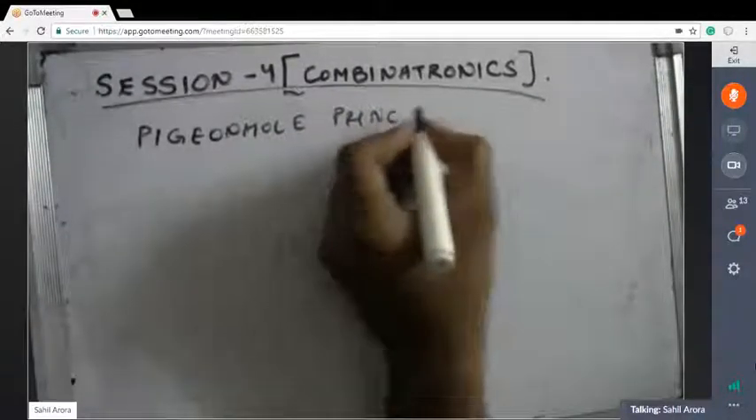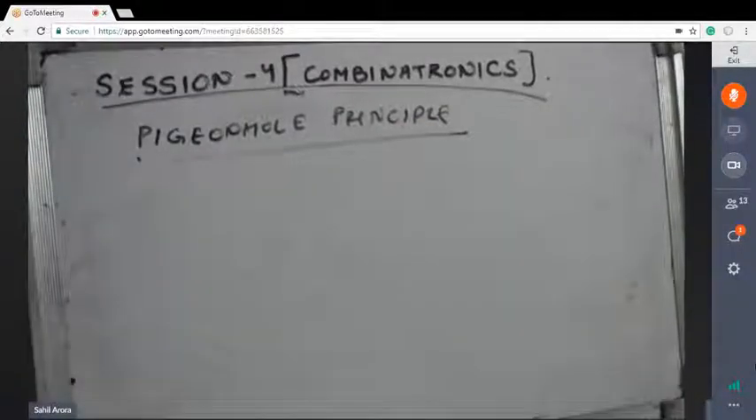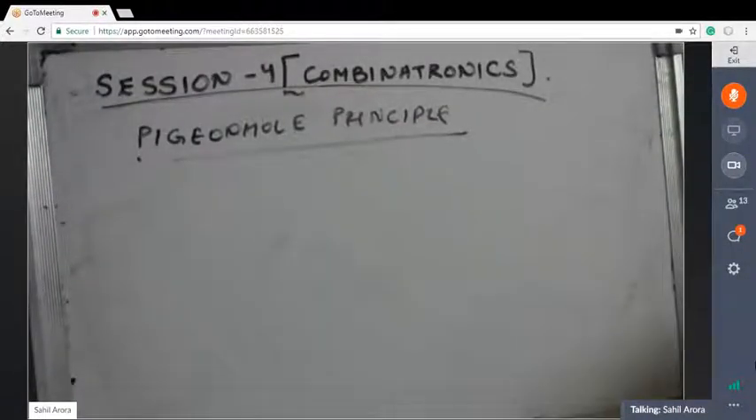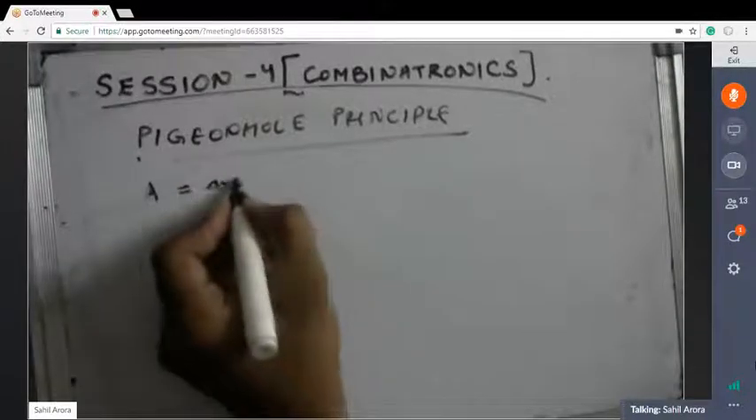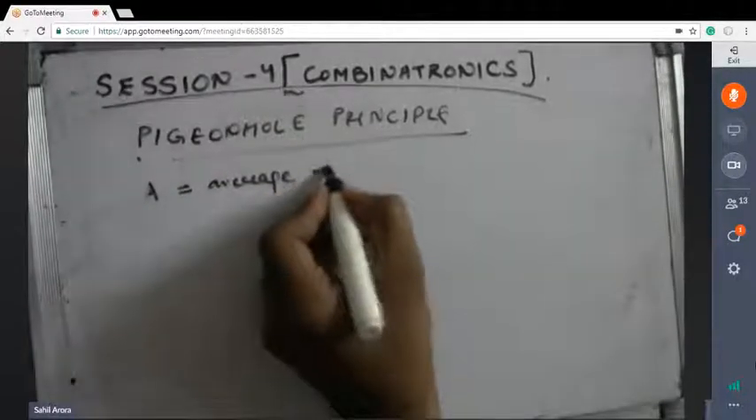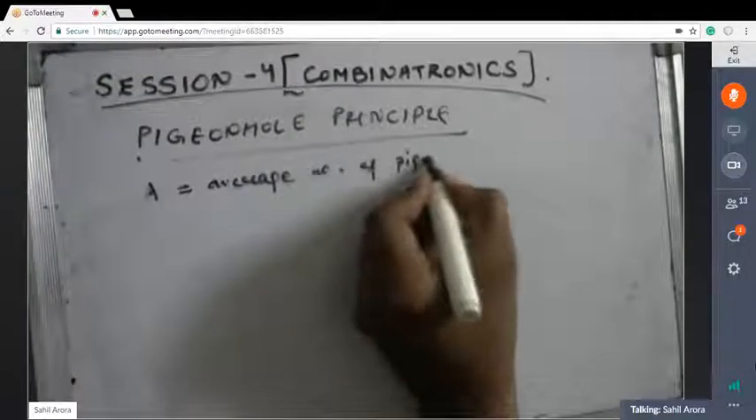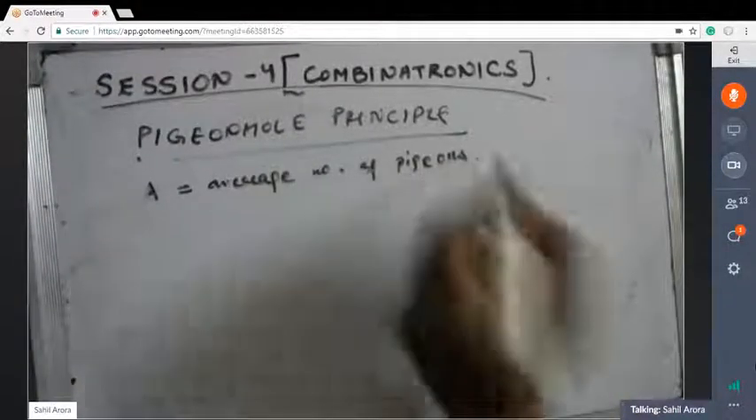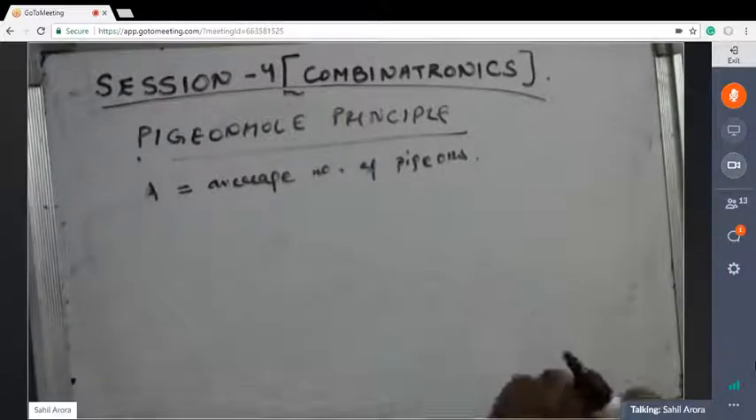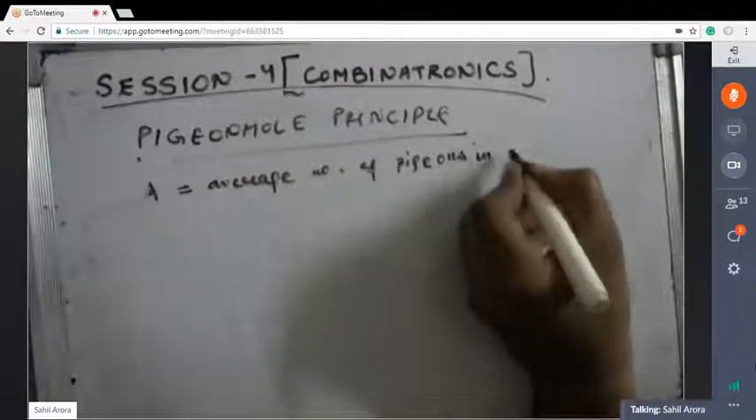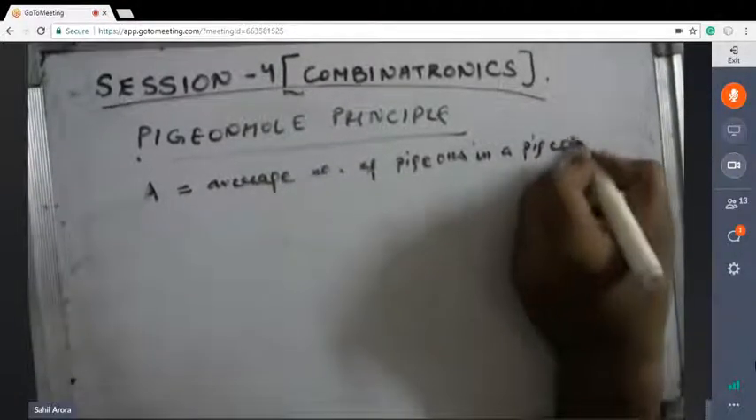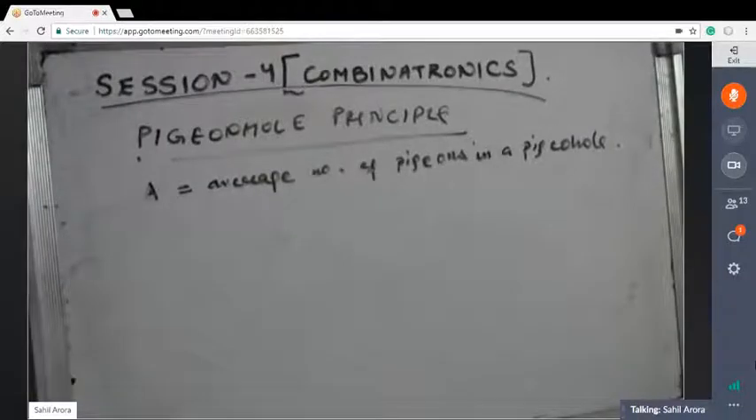Pigeonhole principle. First of all, what is the pigeonhole principle? Let's try to understand from a bird's-eye view. Suppose A is the average number of pigeons in a pigeonhole. Then I'm writing one statement, and I'll explain that statement with the help of an example.